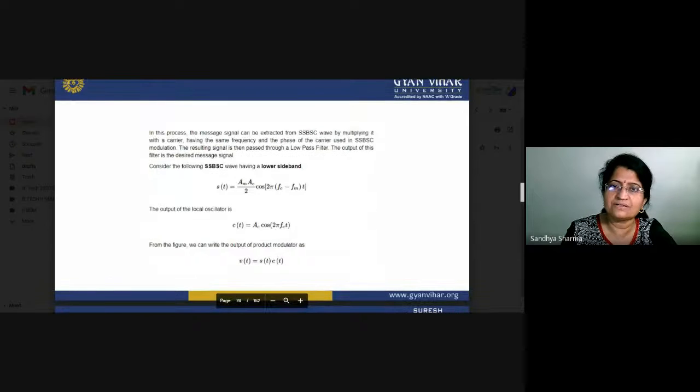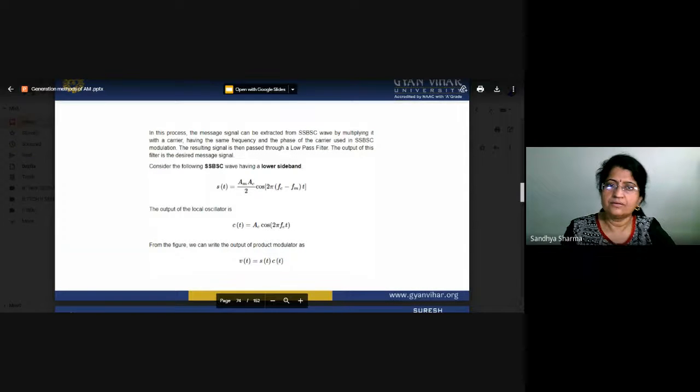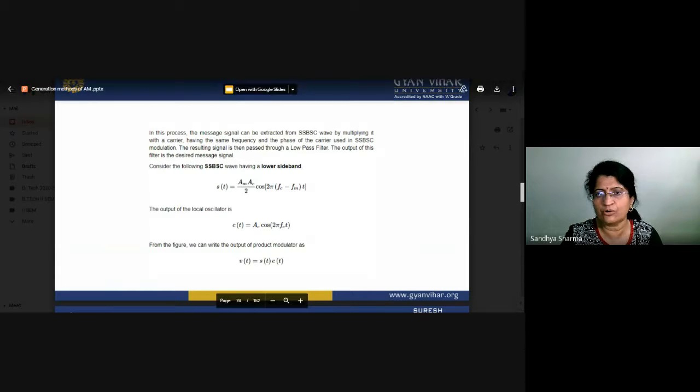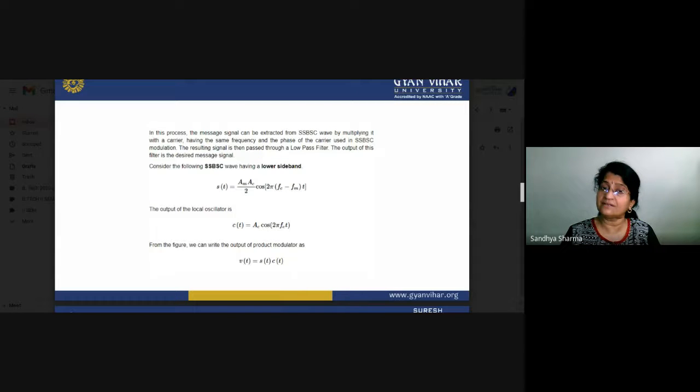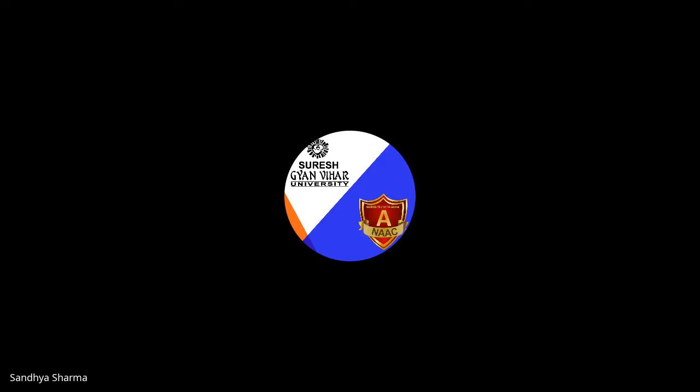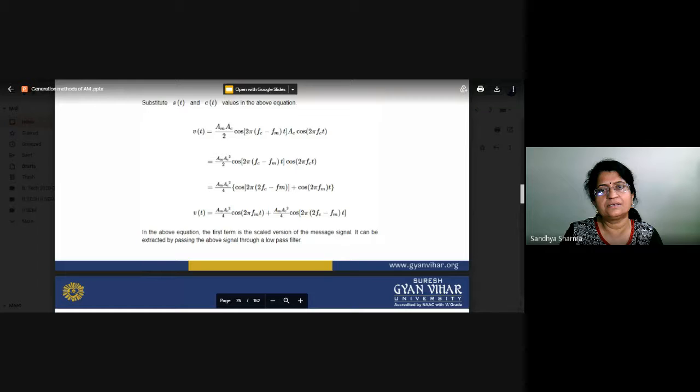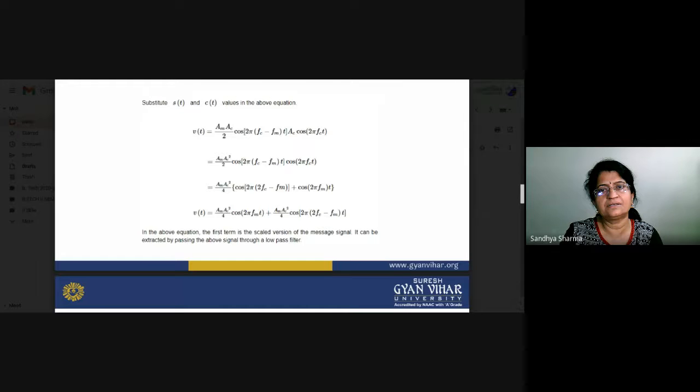So now what will happen here? This is your SSB-SC wave. These signals are coming and you have to generate the same phase and frequency signals at the local oscillator carrier. So now you will multiply both these signals, the modulated signals that you are receiving. Then you take the product, and you will get this type of spectrum.